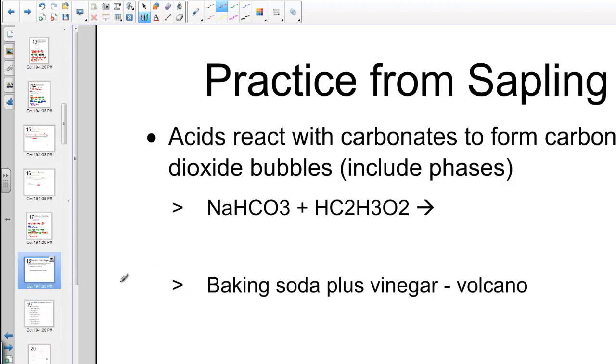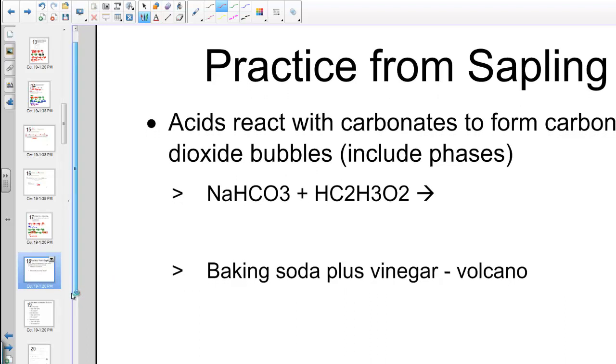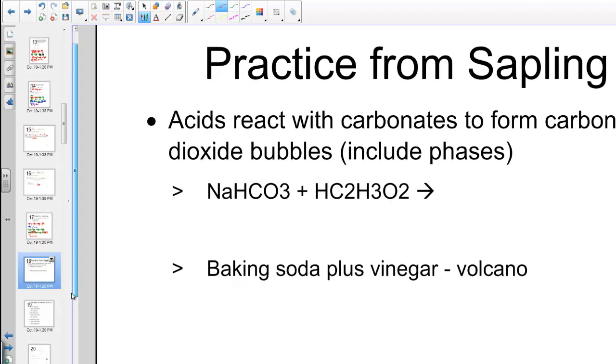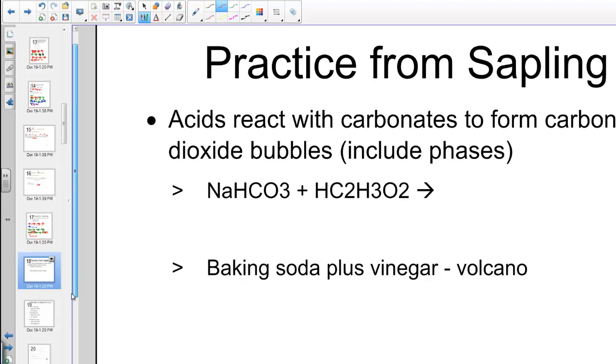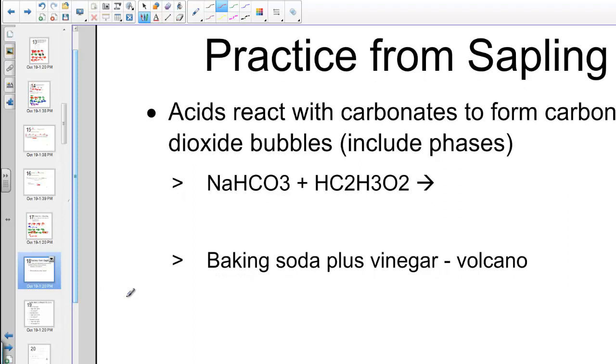There we go. Practice from Sapling again. Here we see an example. Acids react with carbonates to form carbon dioxide bubbles. Now, what we have here is very similar to that opening slide we began with, the calcium carbonate coming from the coral reefs being decomposed by acid rain. We're going to have a similar example.